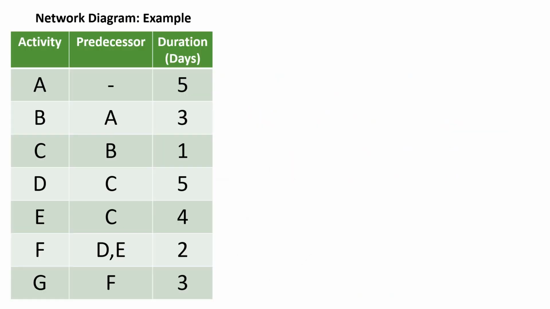Let's start a network diagram using this example. So in this example, we have a table where there are activities, predecessors, and duration.